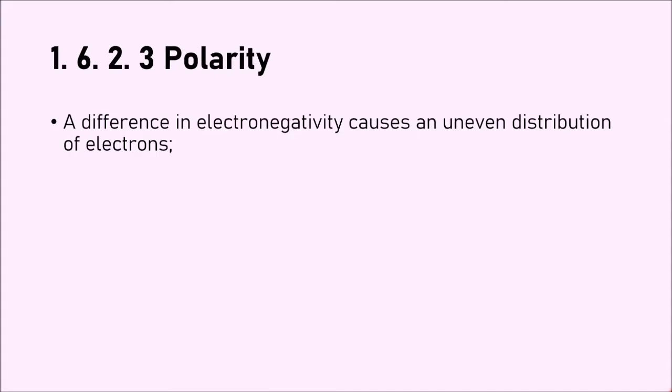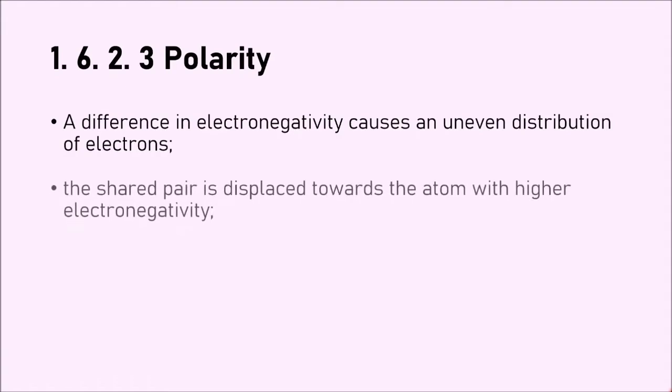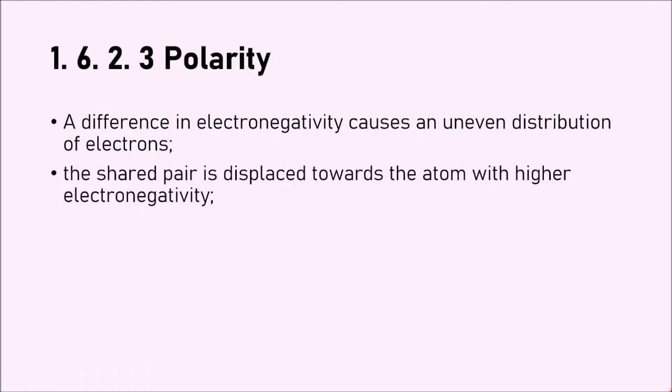Think of the idea of the electrons moving closer to one atom. So the shared pair, as said, is displaced towards the atom with a higher electronegativity. This results in a polar bond. That's what we mean by a polar bond. It's a covalent bond where the electrons that form the covalent bond are closer to one atom than the other.